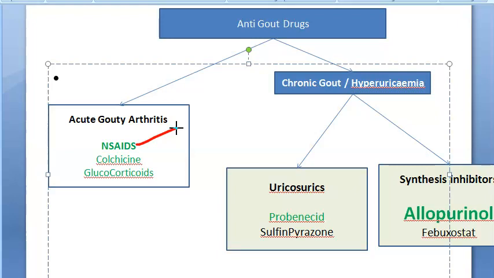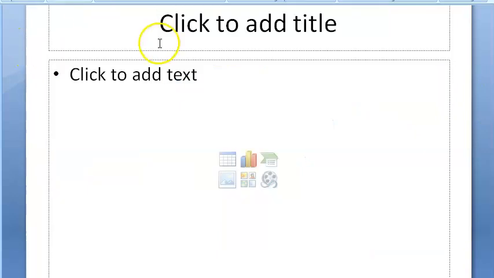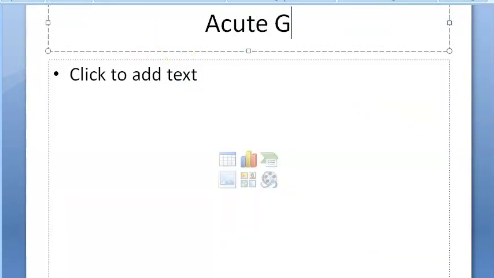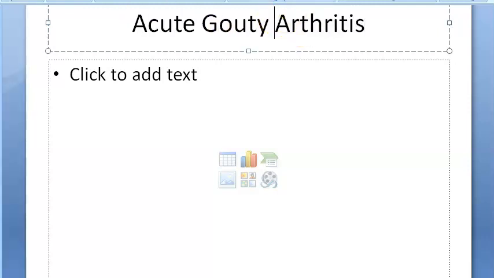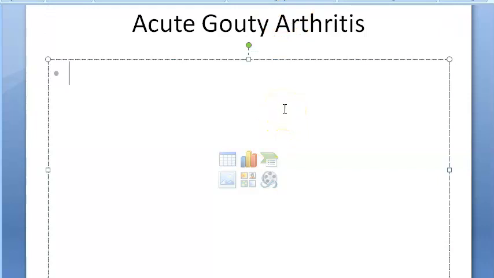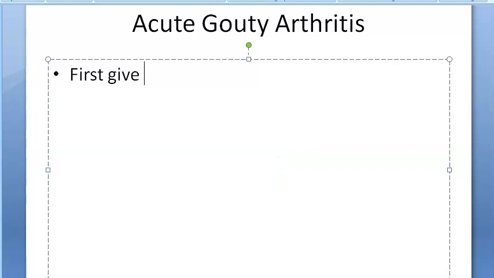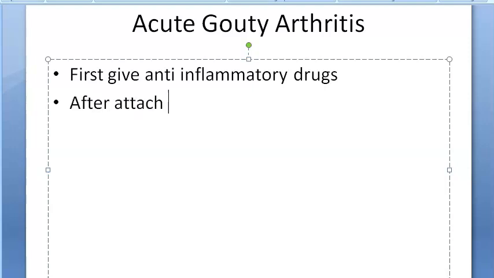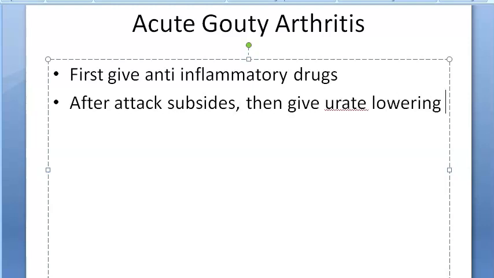This is kind of different, right? So this is something very unique. In acute, let's make a new slide here. Acute gouty arthritis. Arthritis means now it has reached the joints, right? So here, first give NSAIDs, anti-inflammatory drugs you should give. Then, after the attack subsides, then give urate lowering therapy.